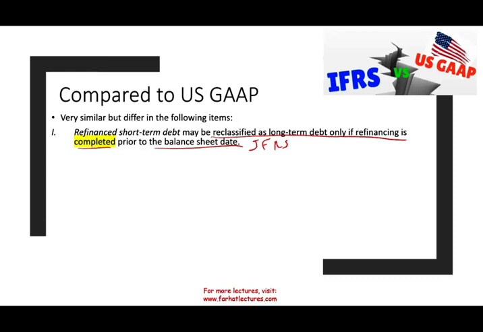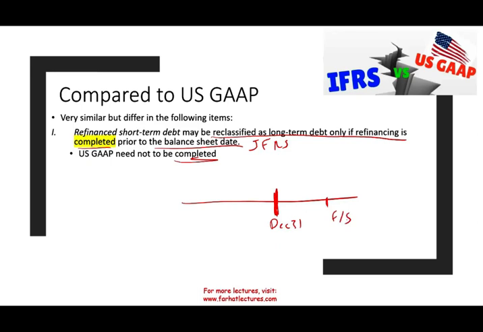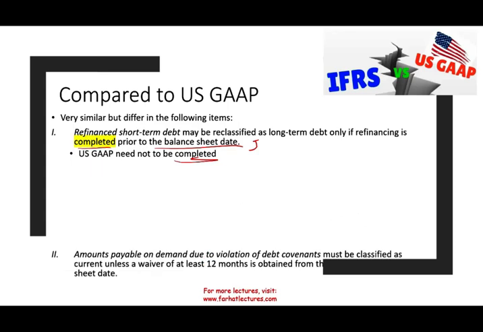This is IFRS. Under US GAAP, they're a little bit more flexible. Under US GAAP, you don't have to complete it by the balance sheet date. Although this is not a US GAAP course, I just want to let you know it differs. For example, if December 31st is the balance sheet date, your year end, and let's assume you're going to prepare your financial statements on March 1st, as long as you can show that you have the ability, or you actually refinance it, then you can classify this loan as long-term under US GAAP. Under IFRS, we have to refinance in this period before year end. So that's the difference. Here under US GAAP, they have a little bit more flexibility. As long as you can do it before you issue the financial statements, we can live with that.